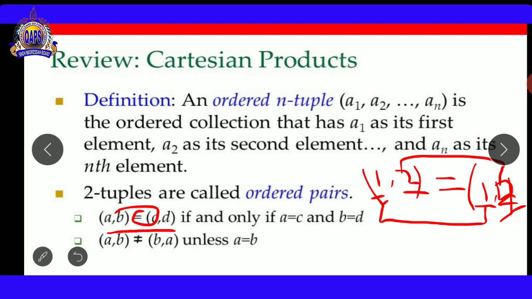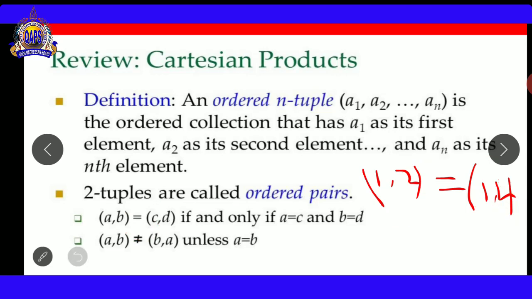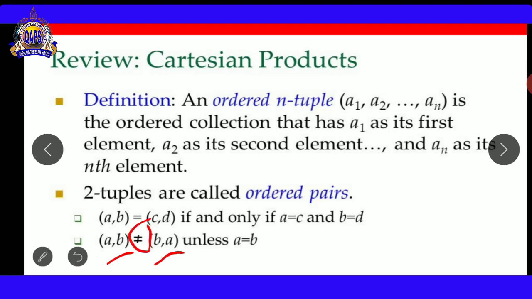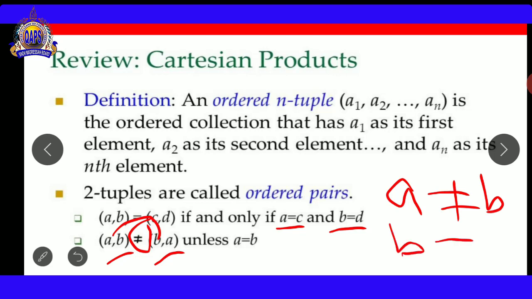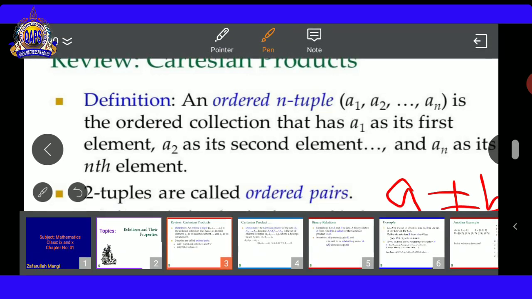Now same here, this condition represents that a equals c and b equals d. So that's why we can say that this ordered pair is equal to that ordered pair. Now again see here, second example: (a, b) does not equal (b, a), because we see here a is equal to c and b is equal to d. So that's why we can't say that a equals b, and b equals a. So this is our main.